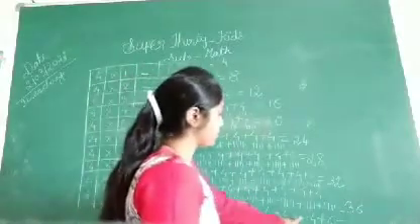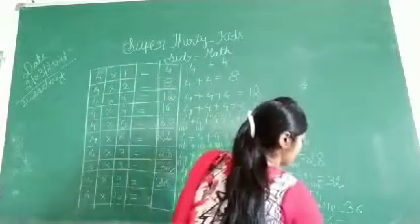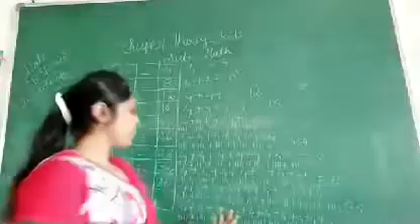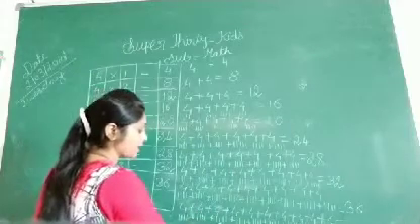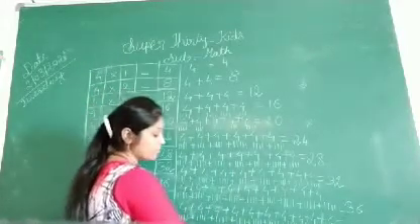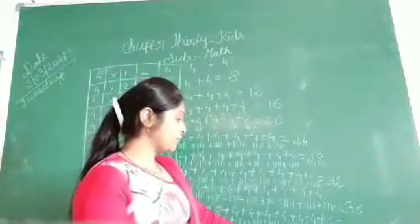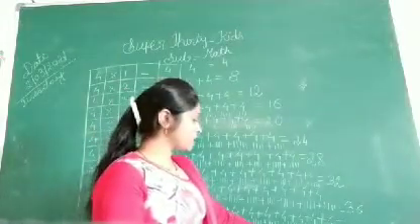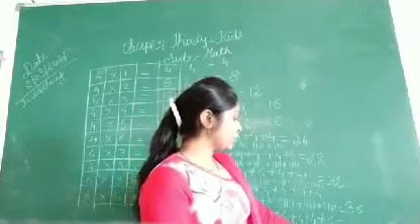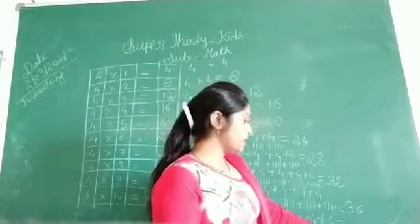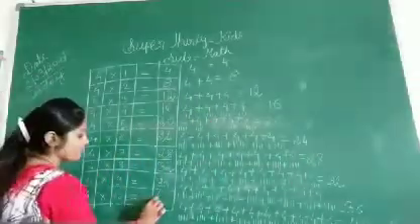Again we do addition for numbers 10 times. 1, 2, 3, 4, 5, 6, up to 39 and 40. 4 tens are 40.